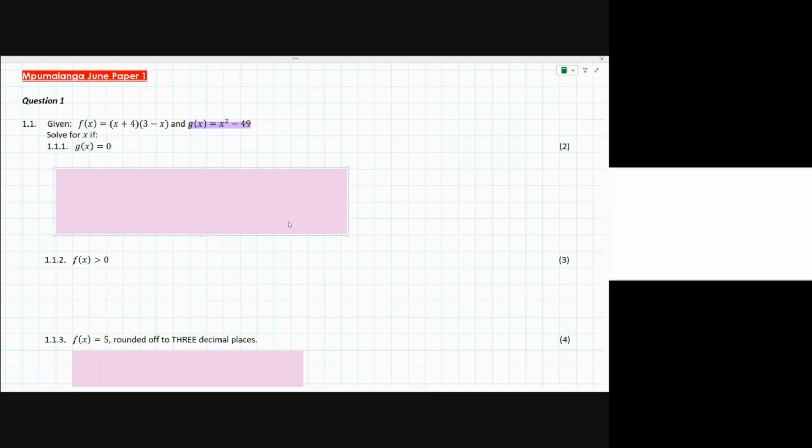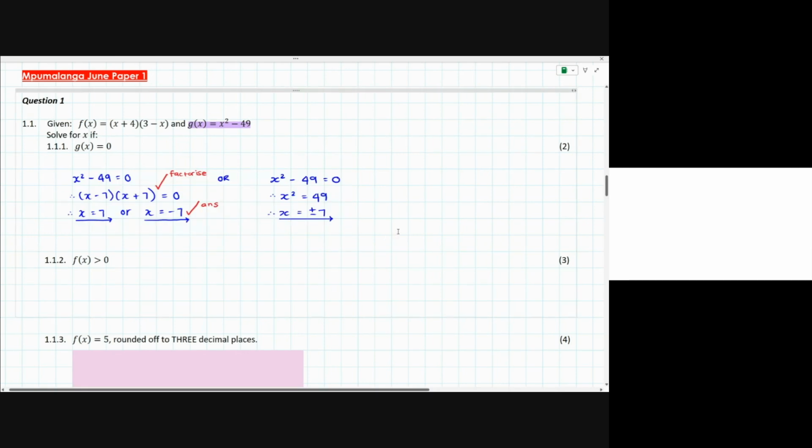Okay. So this one, very straightforward. You could actually just go straight to the answer. Now, you've got two options of how you want to solve this. Personally, I prefer to factorize. So the solution on the left, that's what I prefer.